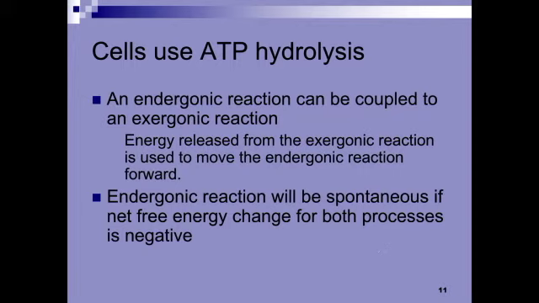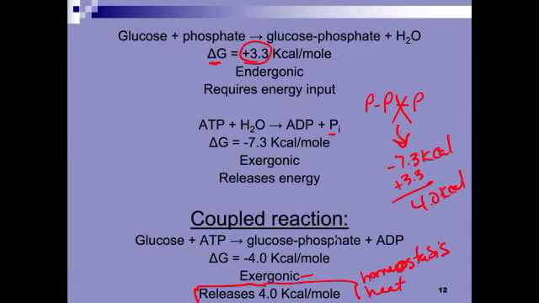Now, the hydrolysis of ATP is an exergonic reaction, and it gets coupled to a reaction that's endergonic. So it's a reaction that might require energy, but it gets coupled to one that releases. So when energy gets released from an exergonic reaction, it's used to move the endergonic forward. That's what we just saw with the phosphorylation of glucose. An endergonic reaction can be spontaneous if the net free energy change is negative for both the endergonic and exergonic reaction together. So that's what's going on here.